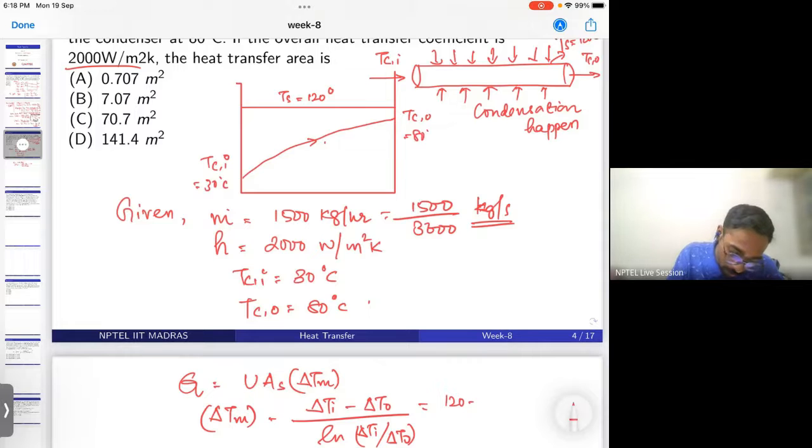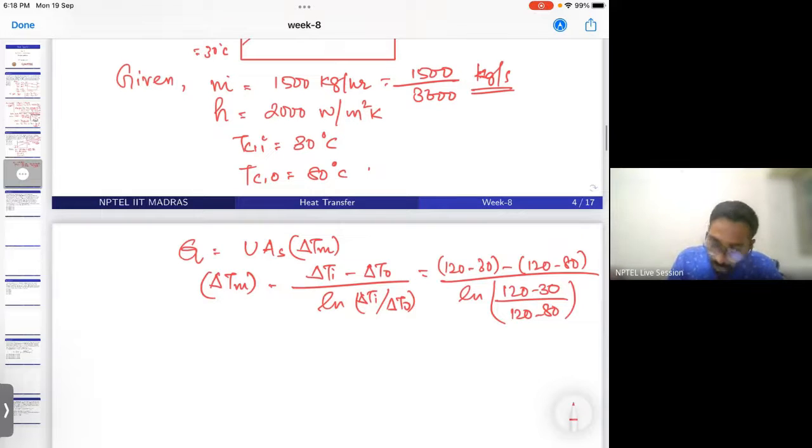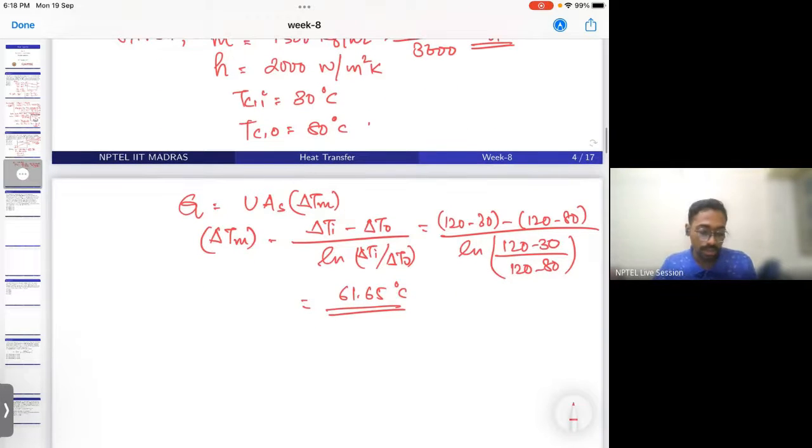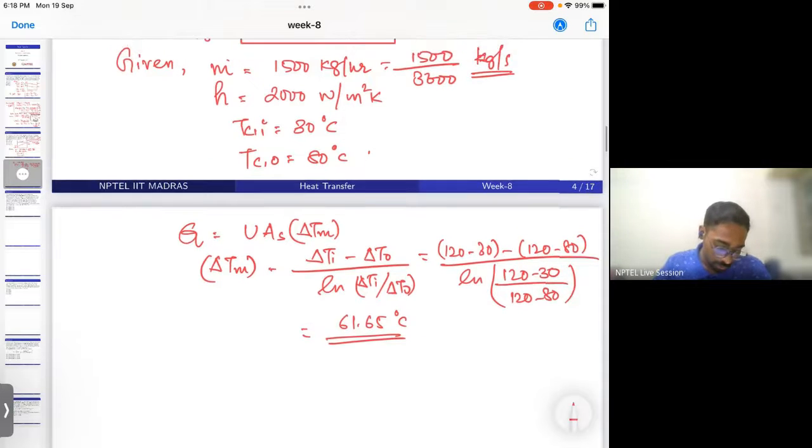This is 80, 30 minus 120 minus 80 divided by ln of (120 minus 30) divided by (120 minus 80). So this will come out to be around 61.65 degrees Celsius. I'm not doing the math, you can do it later. So the LMTD is given as 61.65.